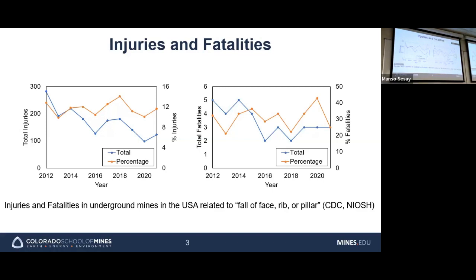You put the bolt in, did you apply any load to the bolts? Did you tension it or not? No, we didn't do any pre-tensioning on the bolt. First we put the bolt in and then we grouted. We didn't want to disturb the ground properties.